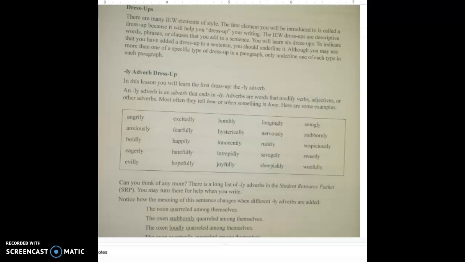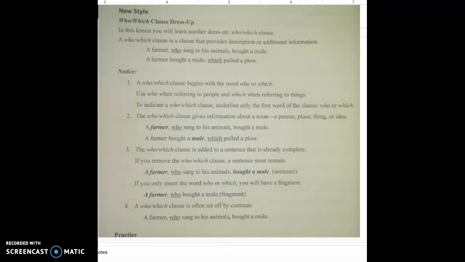All right, and then the other main dress up that we're covering in Unit 2 for IEW is the who, which clause. Now, in my opinion, this who, which clause dress up is one of the most difficult ones to master, particularly for younger students. They get good at it after they've practiced a lot, but it can require a fair amount of patience and a lot of modeling and a lot of re-explaining.